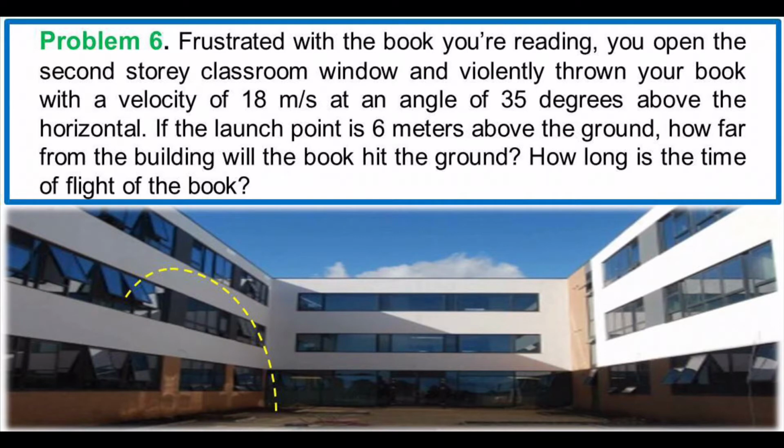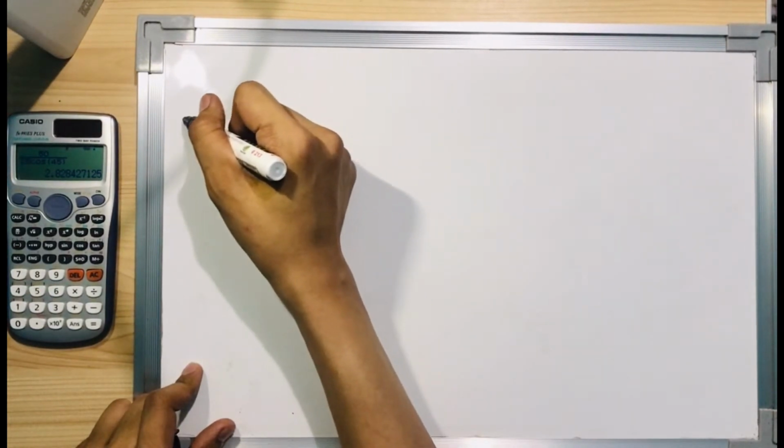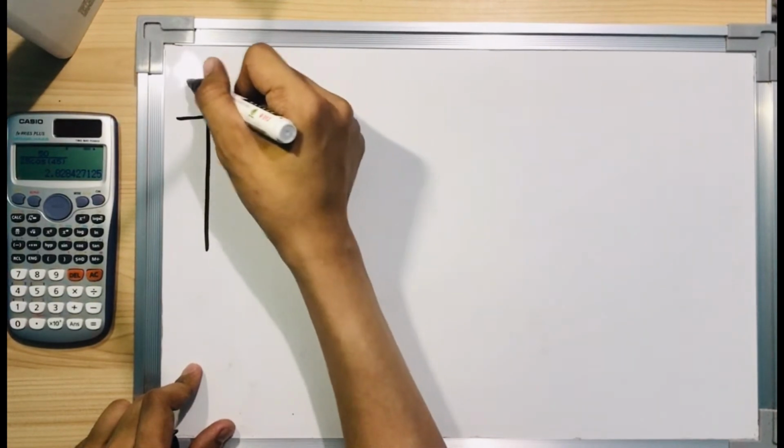Okay, so halos same ng required quantities yung pinapasolve. Number 1 is how far, ito yung unang tanong, how far from the building will the book hit the ground? Kung kanina yun yung given, ngayon yun yung pinapahanap, yung x ngayon yung pinapahanap, and then pinapahanap din yung total time of flight. Okay, let's draw the scenario. Medyo sabi dito, ito yung 2-story building, okay? At nandito yung bintana.